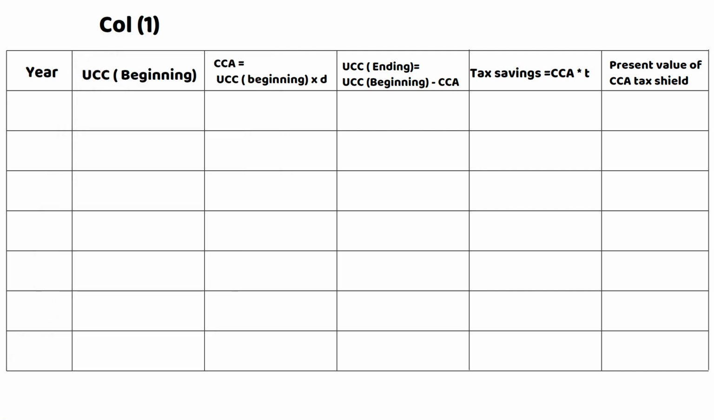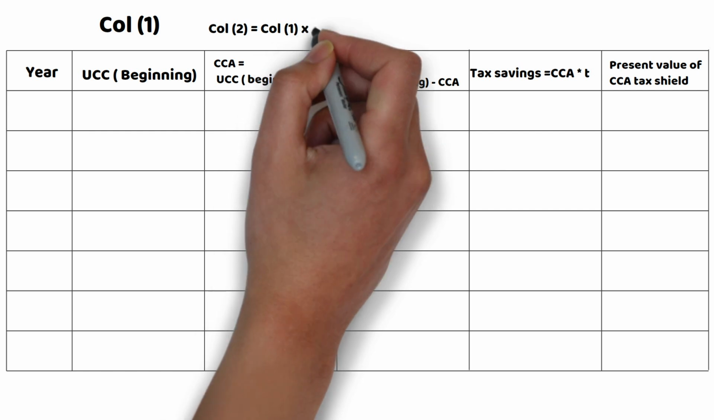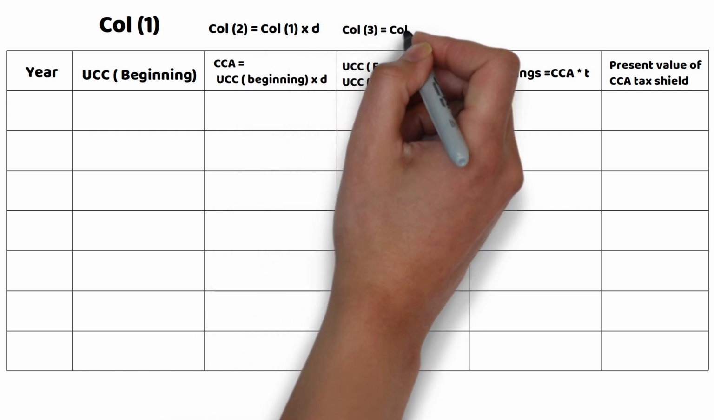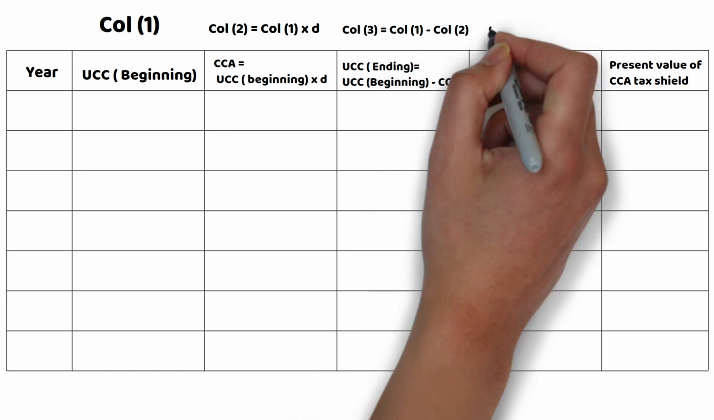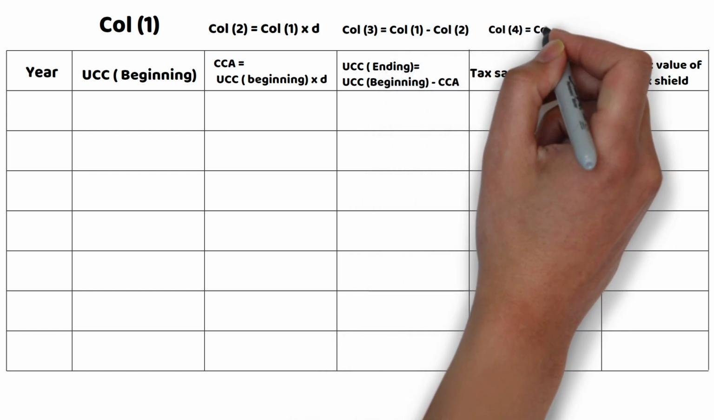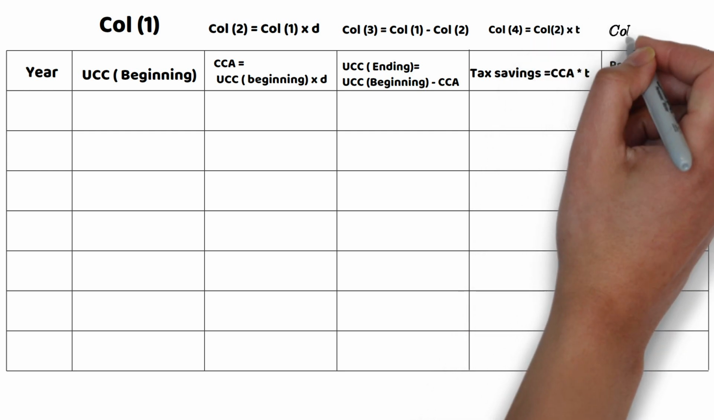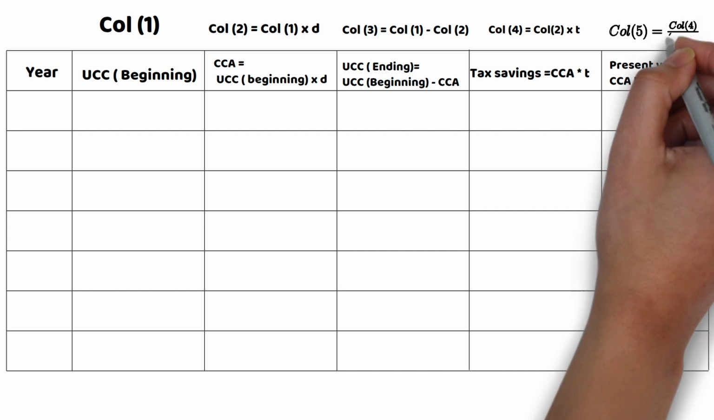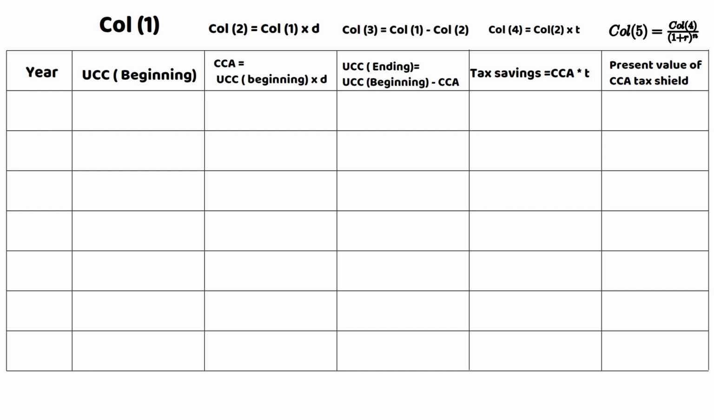So column 1 is the UCC beginning balance. CCA is column 2, which equals column 1 times D, the depreciation rate. Column 3 equals column 1 minus column 2. Column 4, tax savings, equals column 2, CCA, times the tax rate. And then column 5 equals column 4 divided by (1 plus R) to the power of N. That's the present value at year N.